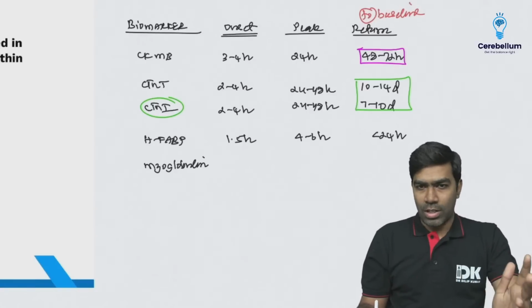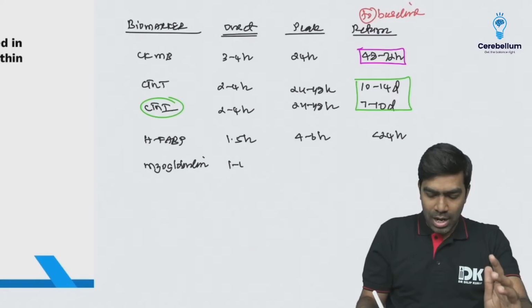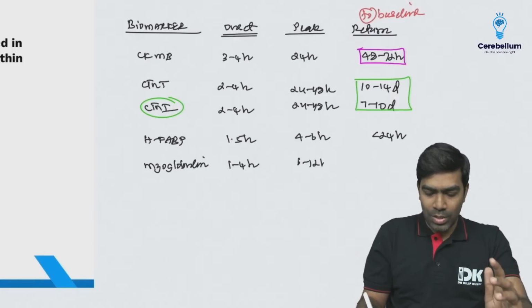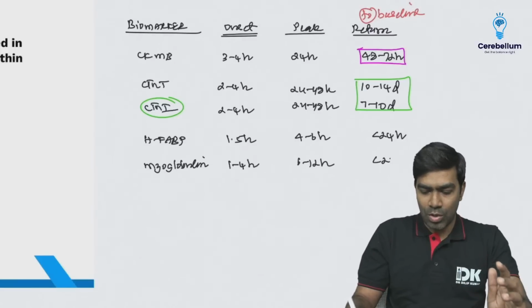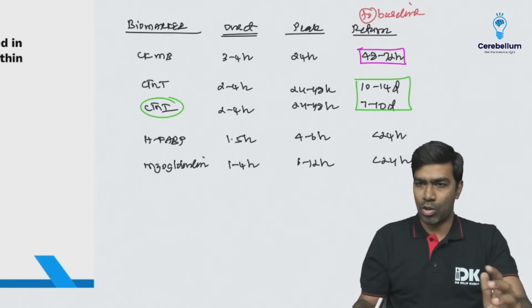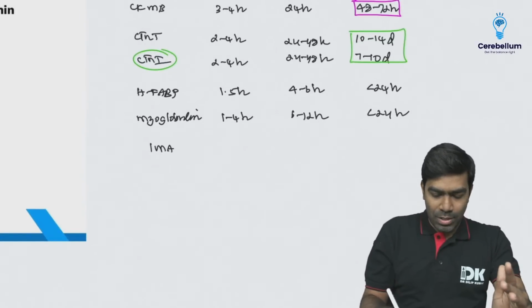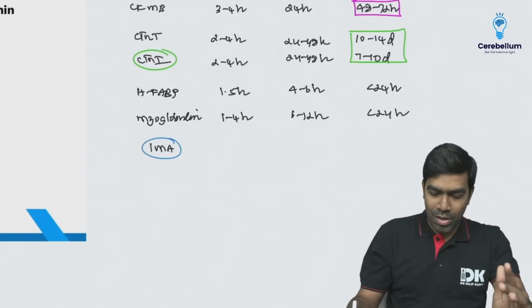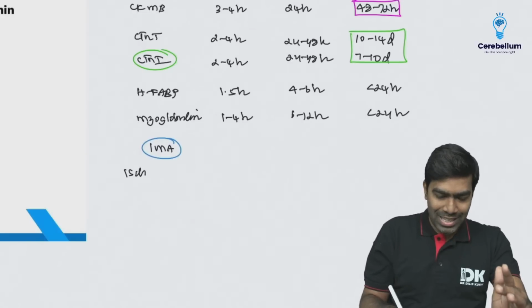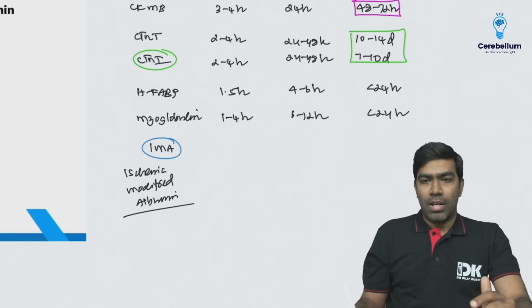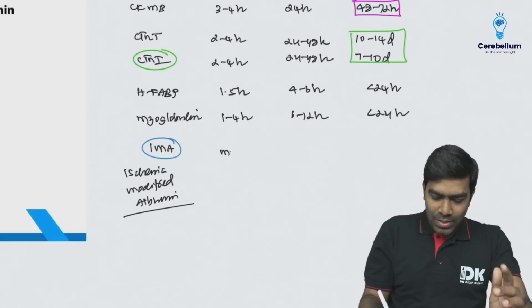So what about the onset? Myoglobin is going to start rising within 1 to 4 hours. It's going to reach a peak level in 6 to 12 hours, and it's going to come back to baseline within 24 hours. Okay, so that's true about myoglobin as well. So what about your IMA? Finally, we have something called IMA. This is called ischemia modified albumin. It starts to rise within minutes.